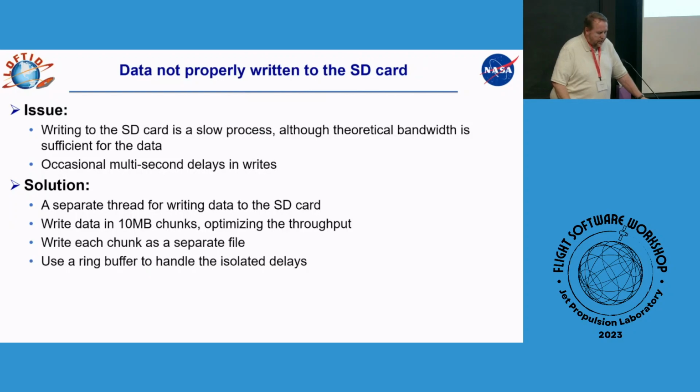We had a separate thread to write to the SD card. We found that to optimize bandwidth, we just sent 10 megabyte chunks to the drive at a time. That optimized the bandwidth, and that was working fine, except for some reason SD cards do this: every now and then they just pause for like a second or two. I think there's a reason why, but I don't know it.